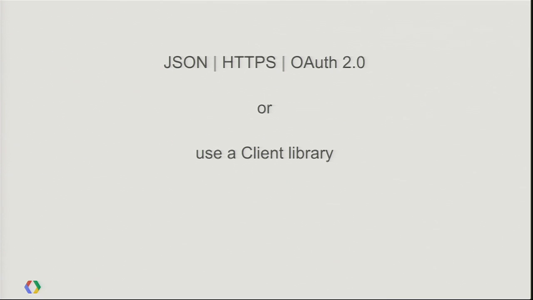What is the API itself? Well, it's a standard web-based API. We use JSON, we use HTTPS, and OAuth 2.0 is the recommended authorization method. What does that mean? Well, really it means you can use almost whatever you like to access the API. Any programming language that can make HTTPS calls, any programming language that can parse JSON, you can use.